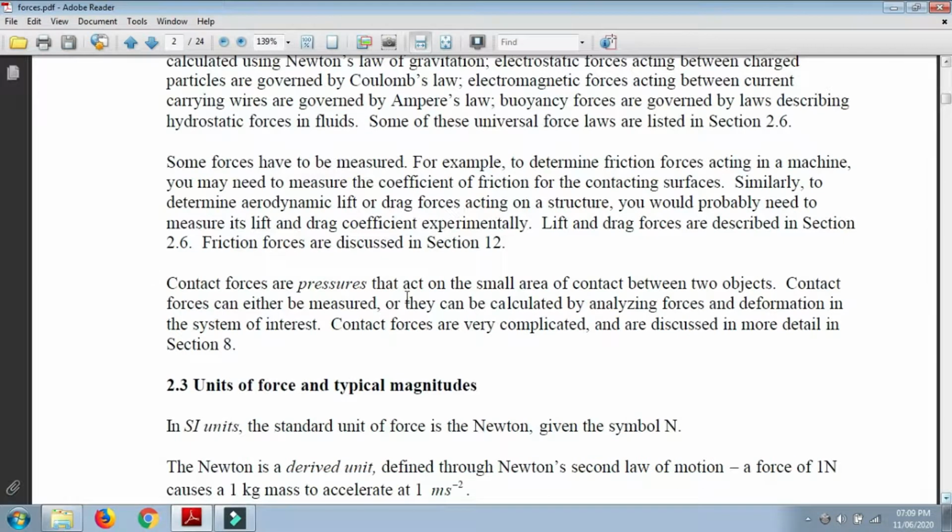Contact forces, what are these? These are pressure forces that act on a small area of contact between two objects. Contact forces can either be measured or they can be calculated by analyzing forces and deformation in the system of interest. They are very complicated. So when we study contact forces, I will make sure that we study them in the simplest fashion, and we will not go into very complex equations, just to ease our calculation.